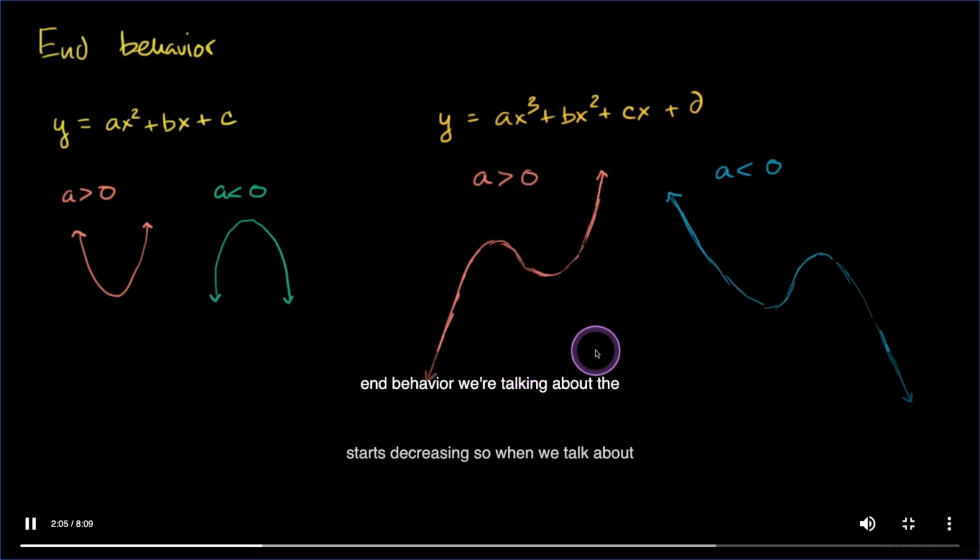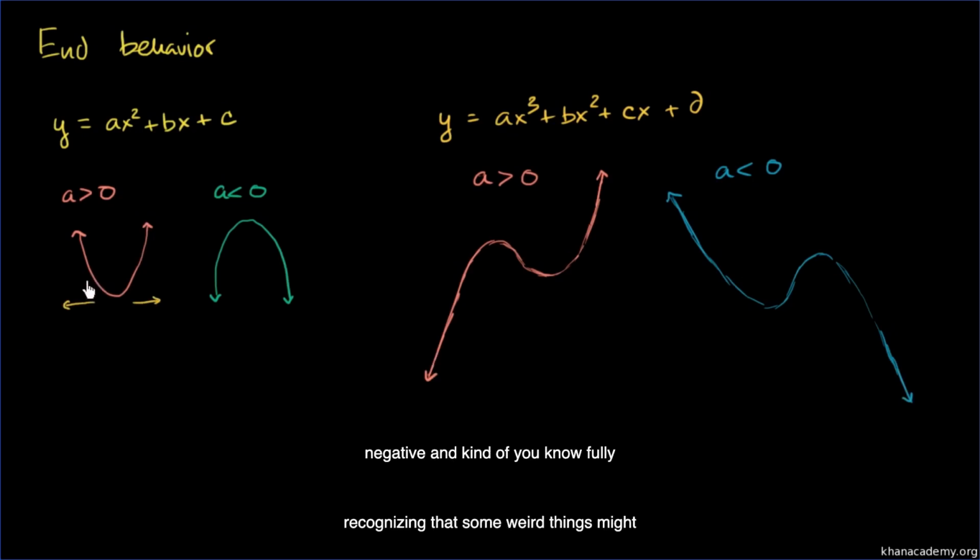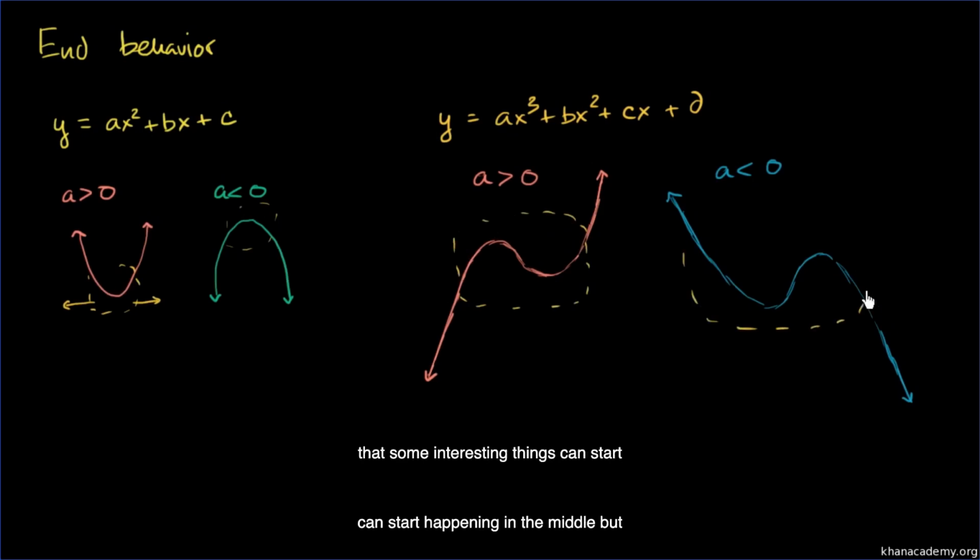End behavior. We're talking about the idea of what this function, what this polynomial does as x becomes really positive, and as x becomes really negative, fully recognizing that some weird things might be happening in the middle. But we just want to think about what happens at extreme values of x. Now, obviously, for a second degree polynomial, nothing really weird happens in the middle. But for a third degree polynomial, we see that some interesting things can start happening in the middle.